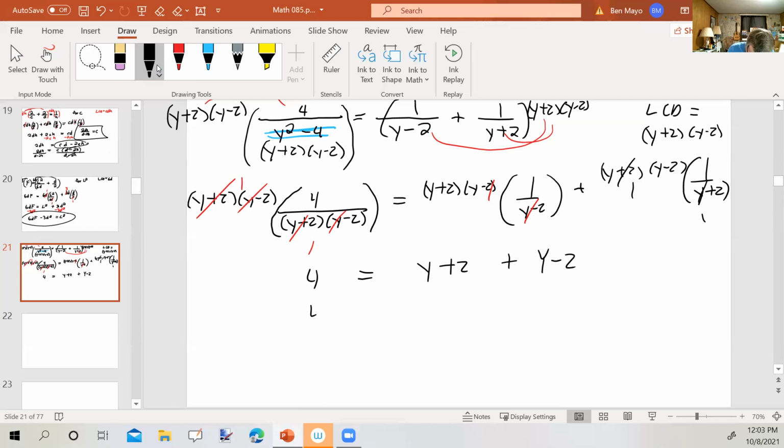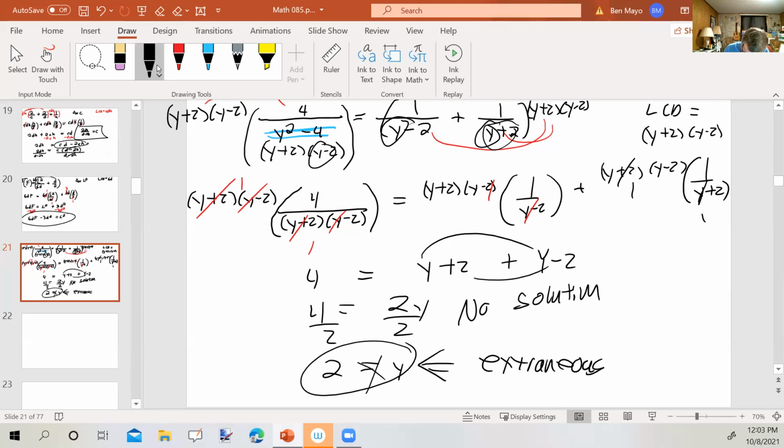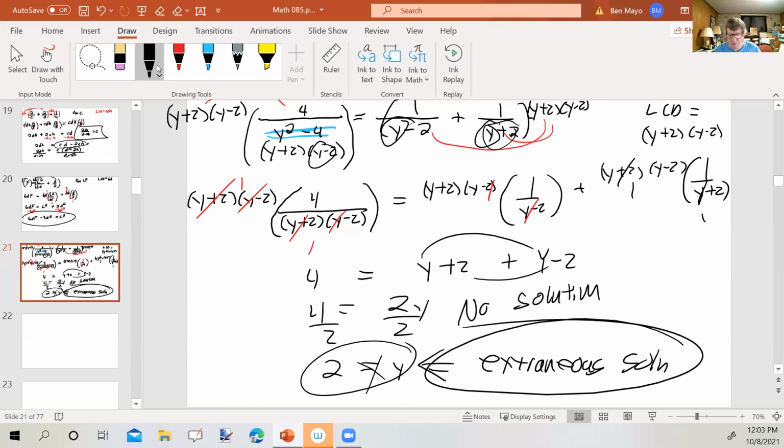So now what do I get? I get 4 equals 2y, combining like terms. Divide both sides by 2, y equals 2. So there is our proposed solution. However, notice if I take this and I go back up into my original equation, if I put a 2 there, that's fine. I get a 4 in the denominator. But if I put a 2 there or there, I get 0. Dividing by 0 is undefined, so this does not work. So there is no solution. And this one right here is an extraneous solution. Okay, it doesn't work.